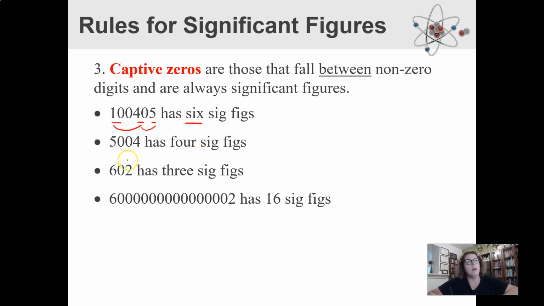sig figs. This number right here, 5004, both of these zeros are between that 5 and that 4, so they do count as significant. So I see 4 sig figs. 602, same thing. I do see that 0 is between the 6 and the 2, and it is definitely significant. So I see 3 sig figs.